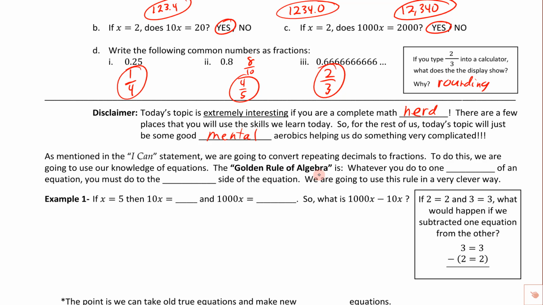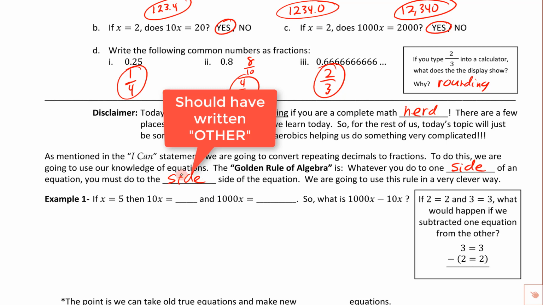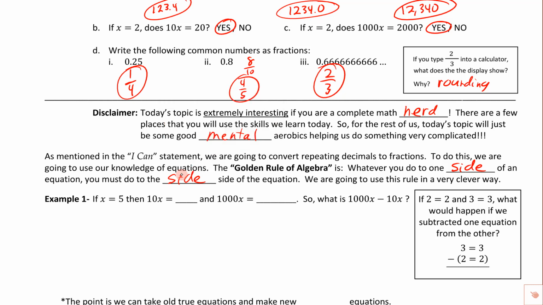And the golden rule of algebra, if you haven't heard of this before, is whatever you do to one side of an equation, you must do that to the other side of the equation. So if you add 7 to one side, you've got to add 7 to the other side. If you multiply one side by 2, you've got to multiply the other side by 2. Well, we're going to use this rule in a very, very clever way, okay?